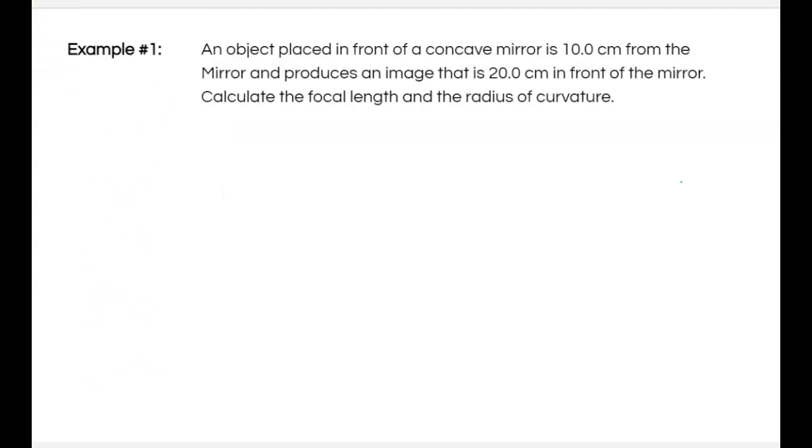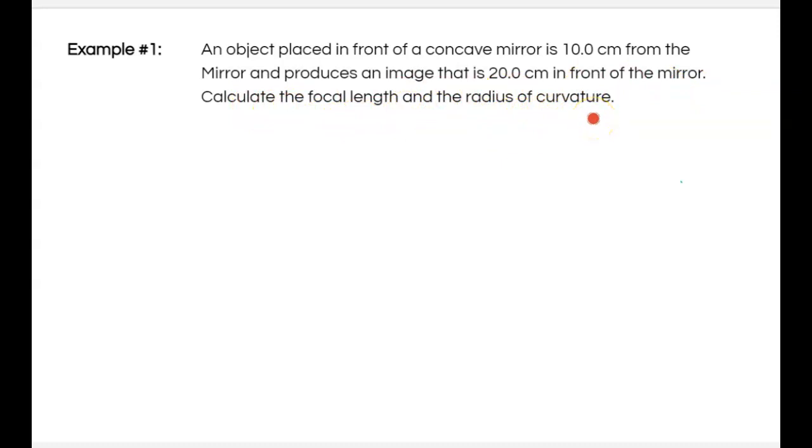Okay, so let's read through this problem together. It reads: an object placed in front of a concave mirror is 10 centimeters from the mirror and produces an image that is 20 centimeters in front of the mirror. Calculate the focal length and the radius of curvature.